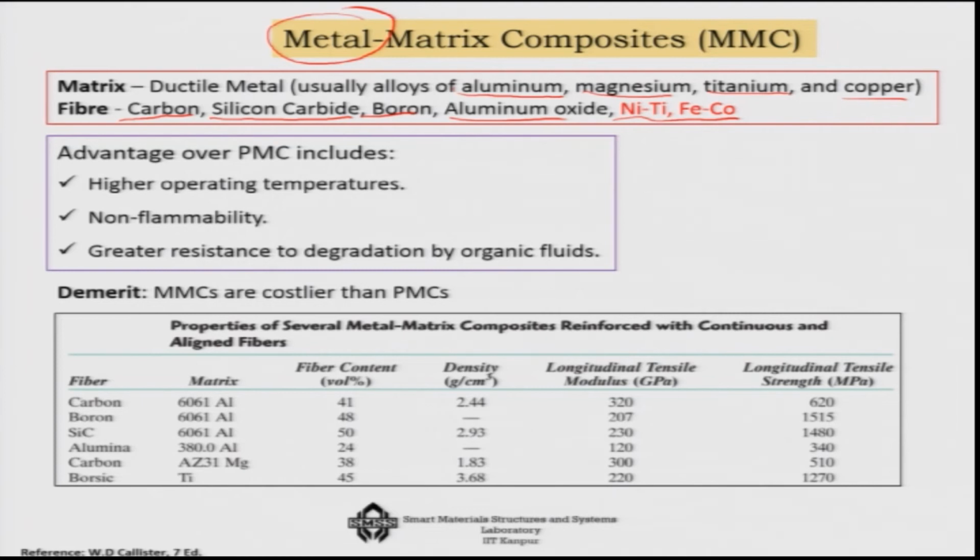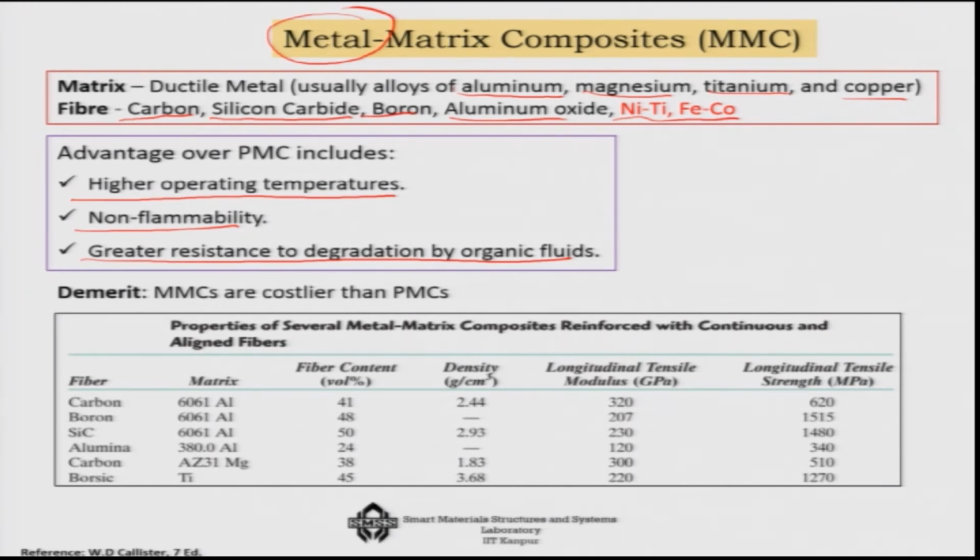So, you see the intention here is to improve the property of the basic matrix, let us say aluminum. You can give some additional hardness to the system, you can also improve the strength of the whole system, and in addition you can use it for controlling structural deformation and things like that. So, that is what MMC is. The advantage is that you have a higher operating temperature, it is non-flammable, and you have a greater resistance to degradation by organic fluid. For many space applications, this is actually quite good.